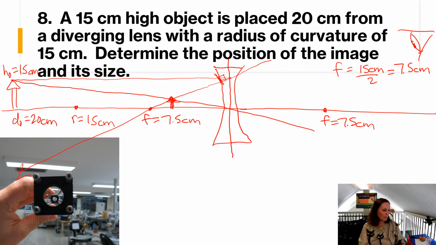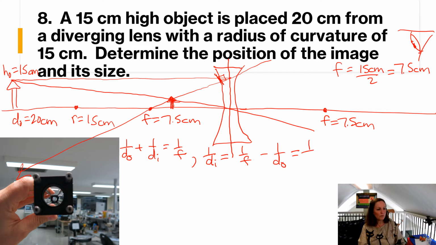So what do we have? We have our lovely little formula here: 1 over distance of object plus 1 over distance of image equals 1 over focal length. So we rearrange this. We get 1 over distance of image is equal to 1 over focal length minus 1 over distance of object. So we can solve for this, 1 over the focal length.